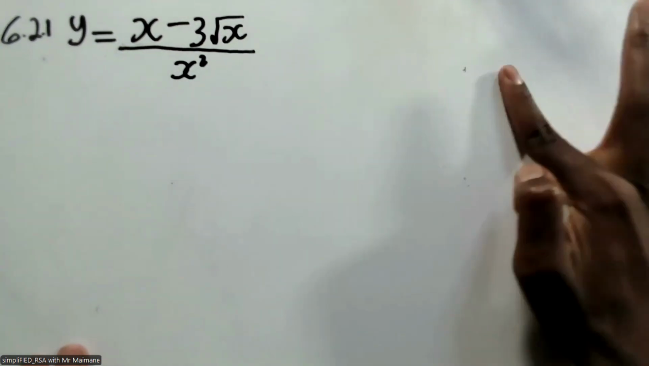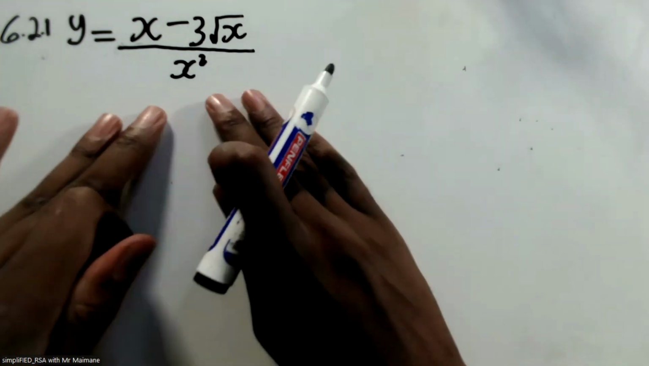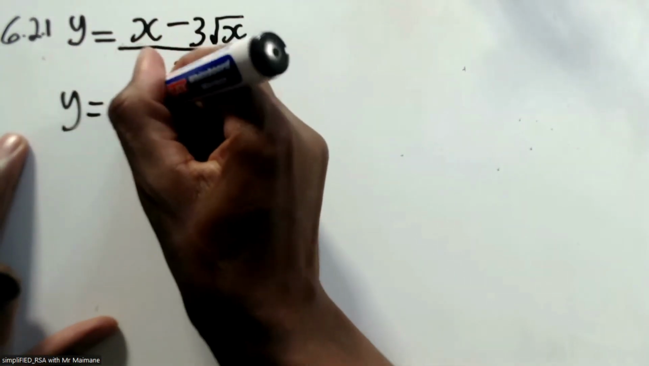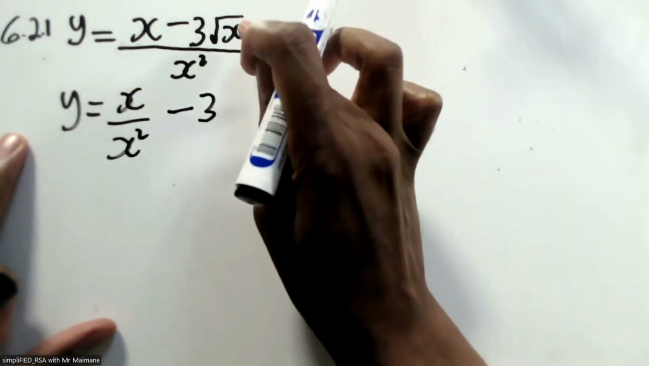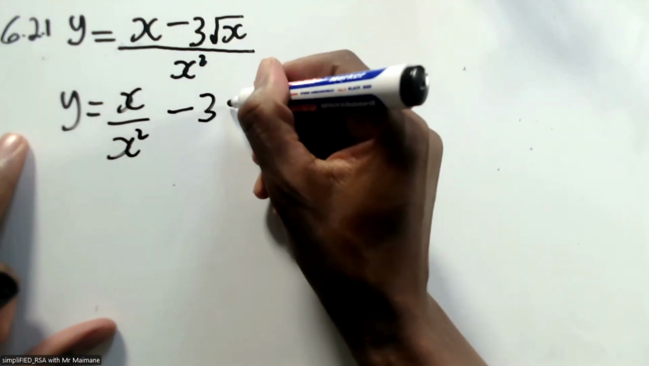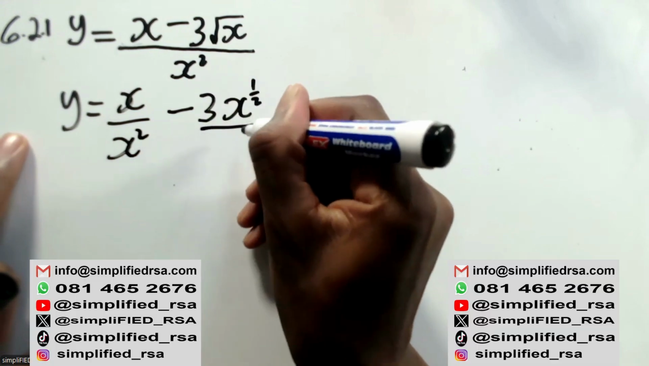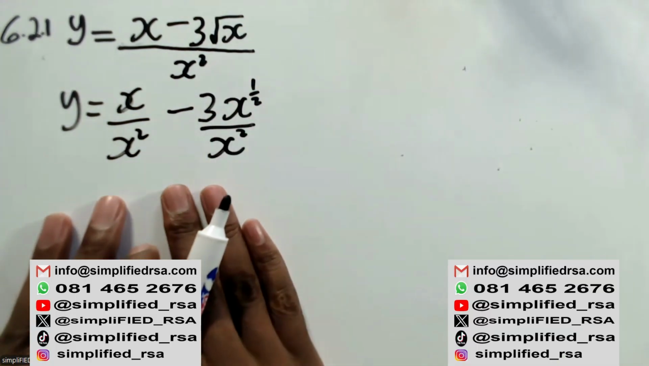So to do that, first of all, if I have to simplify this, I can write this equation in this form. Step number 1, y is equals to x over x squared minus 3 square root of x over x squared. I can write it as x to the exponent 1 over 2 all over x squared. So this is what I have.